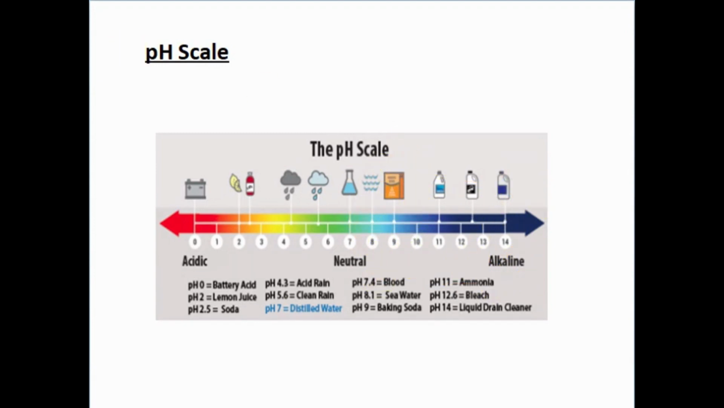Okay, so we have certain compounds like these that are given, and they have certain pH values. So lemon juice has a pH of 2, soda has a pH of 2.5, distilled water has a pH of 7. That is neutral in nature. Baking soda is basic in nature. Seawater is basic in nature. Blood that flows through your veins is basic in nature. Bleach is basic in nature. So these are basic in nature.